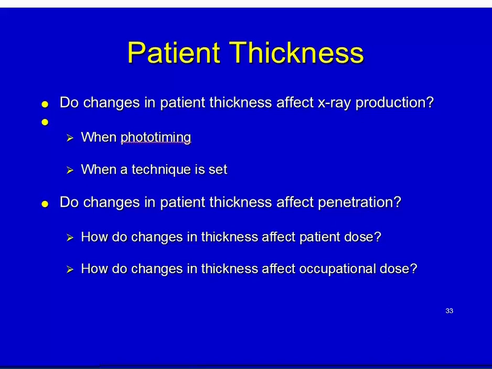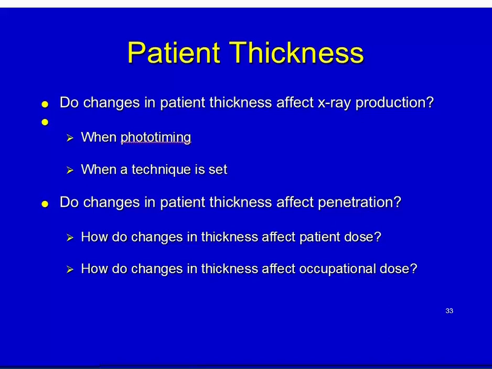What you do with your machinery is what affects your X-ray production. Just by virtue of standing a patient up in front of an image receptor, you don't have a change in X-ray production. When you're phototiming, your machine makes the compensation for you. If you go from an asthenic to a hypersthenic patient and you're setting a technique, you're going to have to increase something, preferably kVp, because you went from not much soft tissue to quite a bit of soft tissue.